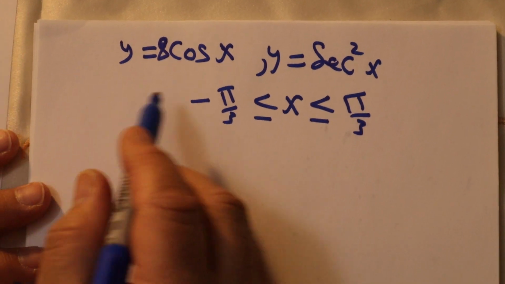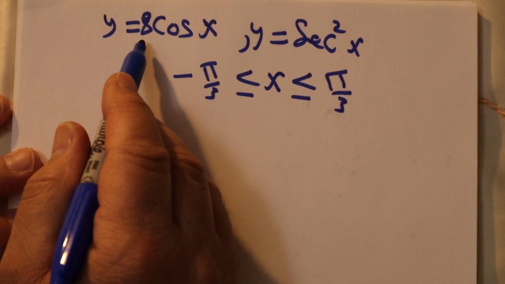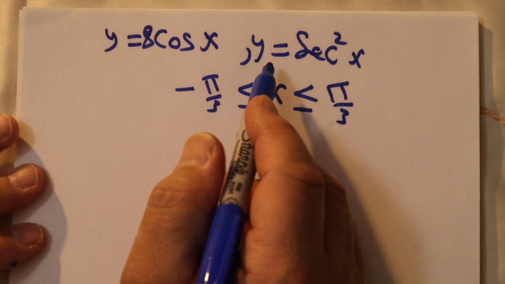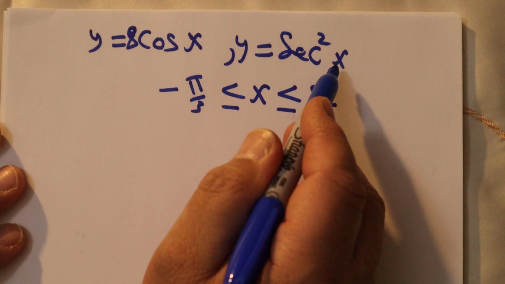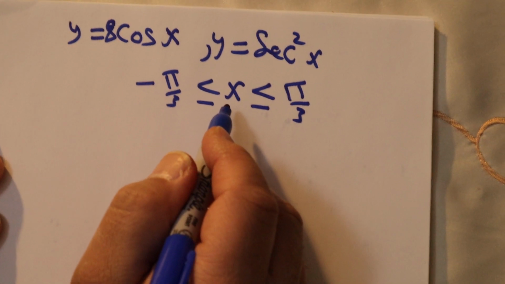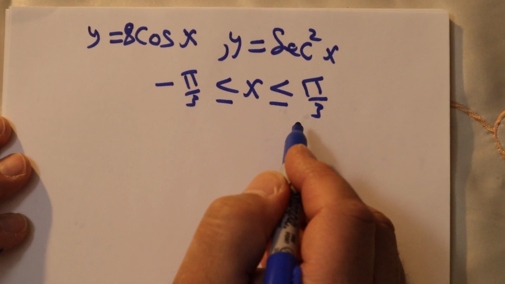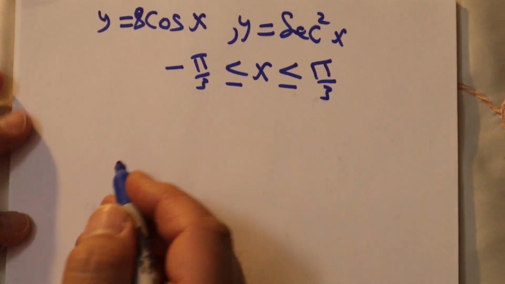This time we have two curves, both of them trigonometric functions. Y equals 8 cosine x, and the second function y equals secant squared x. And we need to find the area bounded by the two curves from negative pi over 3 to pi over 3. So let's do that.